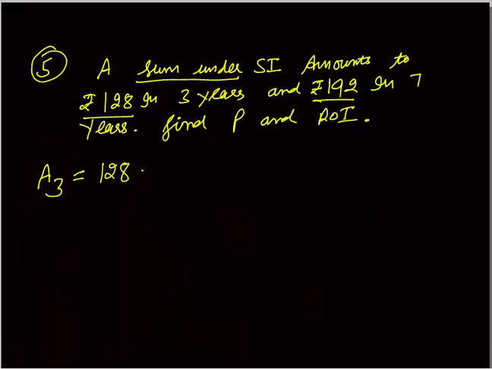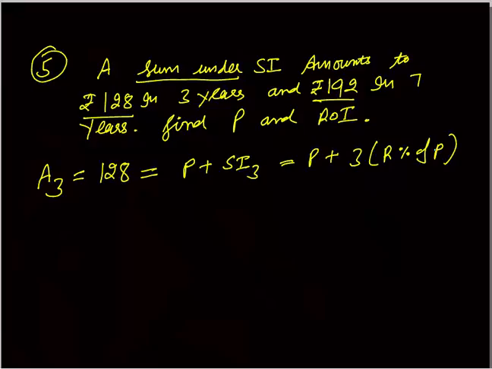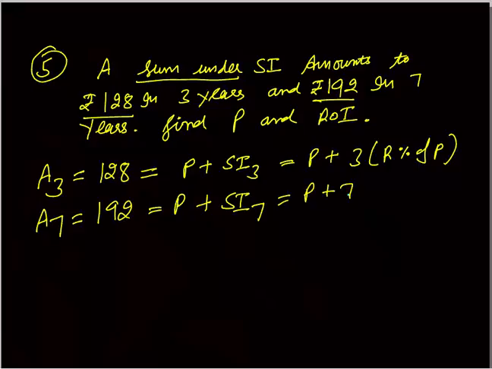Now what is the amount after 3 years? This is equal to principal plus simple interest of 3 years. Principal plus simple interest of 3 years is equal to P plus 3 times simple interest of 1 year, that is R% of P. Amount after 7 years is 192. This will be equal to P plus simple interest of 7 years, that is P plus 7 times simple interest of 1 year, that is R% of P. These two equations are formed.